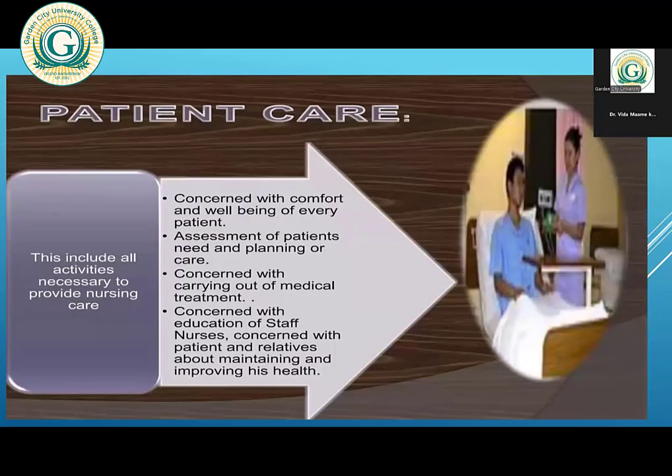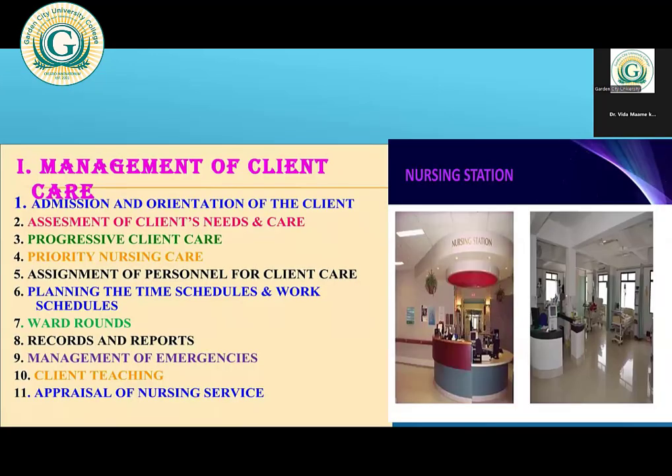So we have admission and what? Orientation of the clients. So these are the nursing station. Assessment of client needs and care, progressive client care, priority nursing care, assignment of personnel for client care. So when you go to the home, you see that the nurse in charge will assign staff and give them tasks, planning the time schedule and work status. Then you go to ward rounds, records and reports, management of emergencies, client teaching.